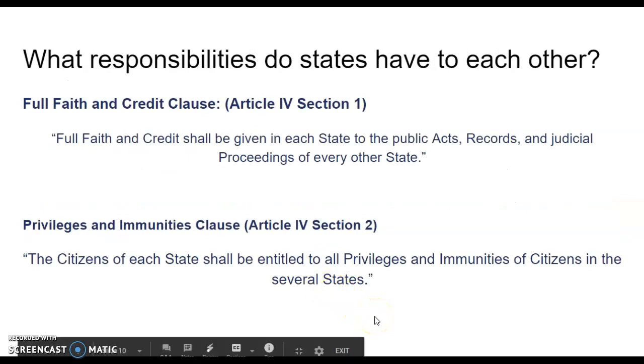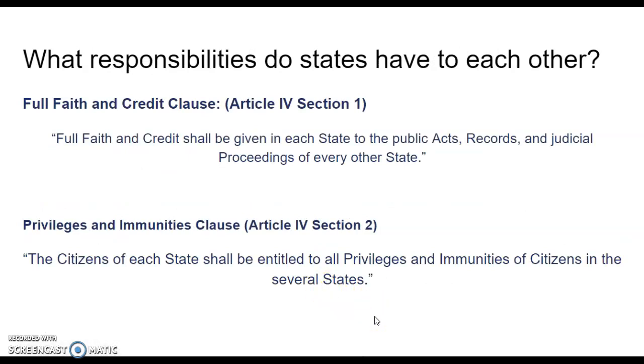What responsibilities do states have to each other? So there are two things listed here. Both of them are located in Article 4. The first one is the Full Faith and Credit Clause, Article 4, Section 1. It says, full faith and credit shall be given in each state to the public acts, record, and judicial proceedings of every other state. So that means that every state has access to the other's records, public records.